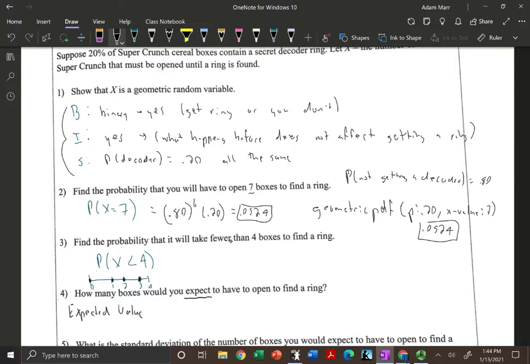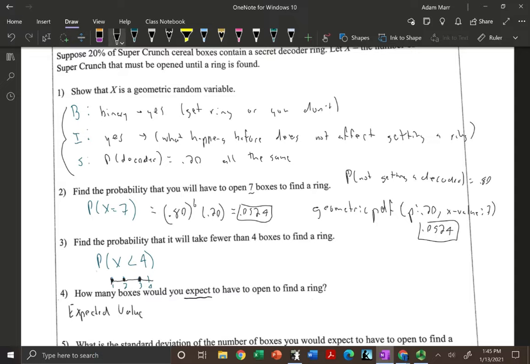Now, find the probability it will take fewer than 4 boxes to find a ring. Doing this by hand would be a little harder because you'd have to get the probability of 3 boxes, plus the probability of 2, plus the probability that it's going to take 1. Actually, I incorrectly have 0 right there because remember, it's geometric. It's all about getting a success, so 0 is not part of this at all.